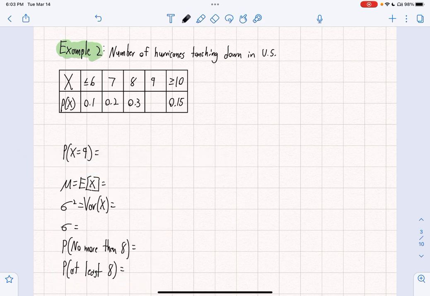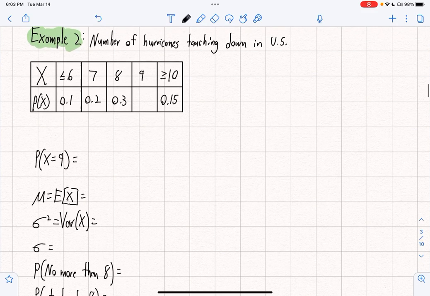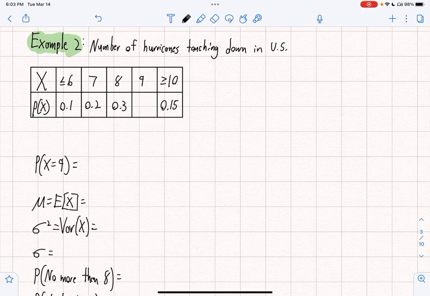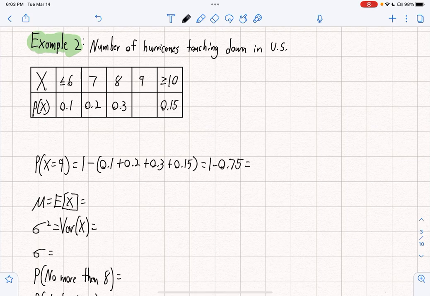Okay, so let's first find the probability that x is equal to 9. We have to remember that all probabilities need to sum to 1. And so let's just see how much is left over. So we know that they all have to be equal to 1. And then let's just subtract off what we have already. So 0.1 plus 0.2 plus 0.3 plus 0.15. So this would be equal to 1 minus 0.75, which is equal to 0.25. So the probability x is equal to 9 is 0.25.